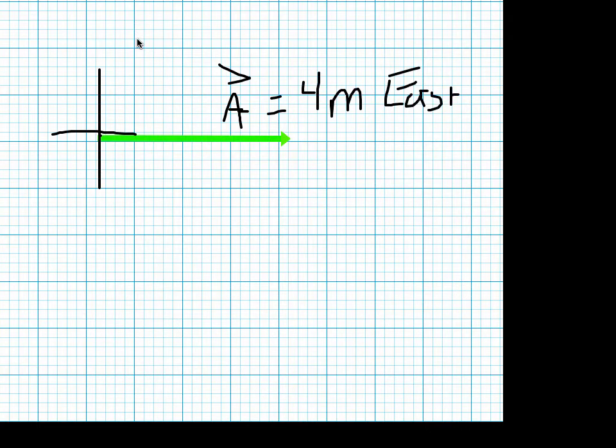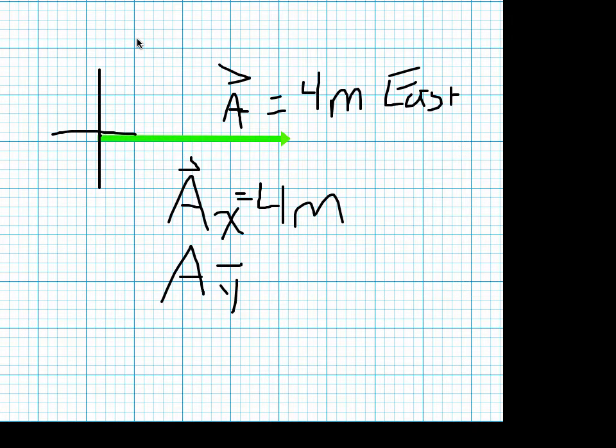If I was looking for the components of vector A, it goes 4 meters in the AX direction, but in the Y direction, it goes 0 meters. There is no height to that vector. It's just on the x-axis. When we write these vectors, a vector can have a component equal to 0, but the vector does not have to be 0. So you can see A actually has a magnitude, but one of its pieces is 0.